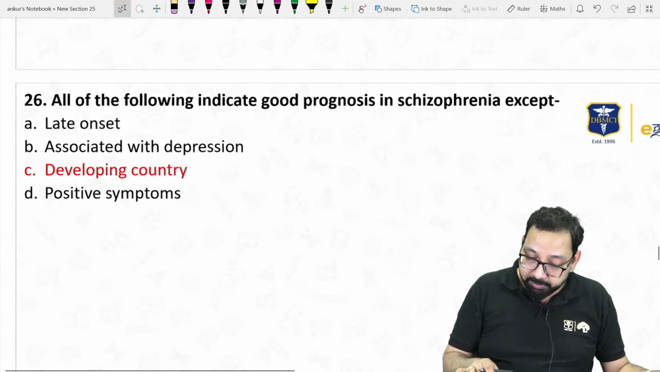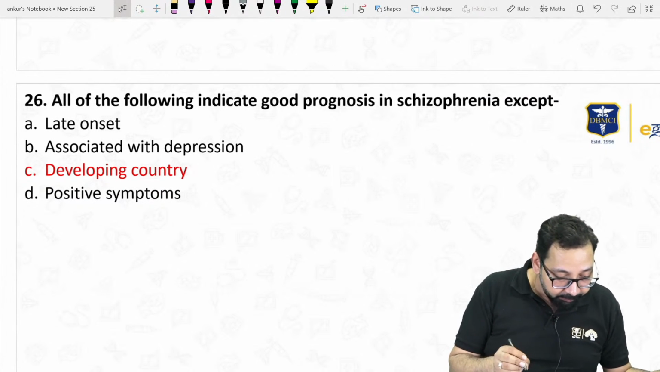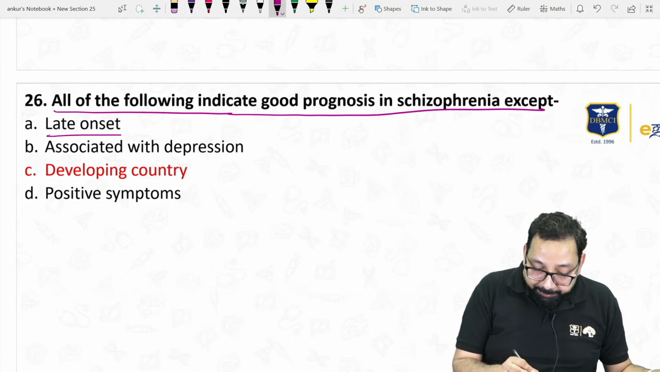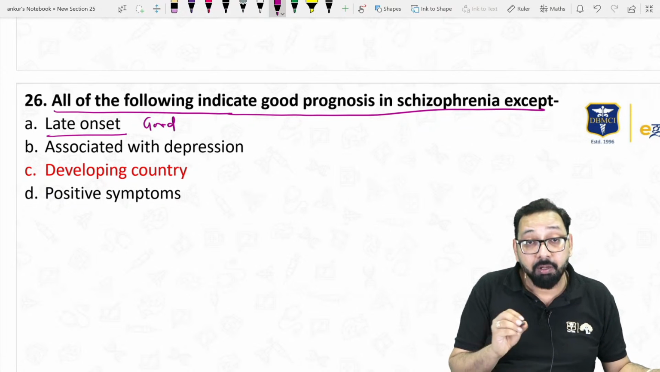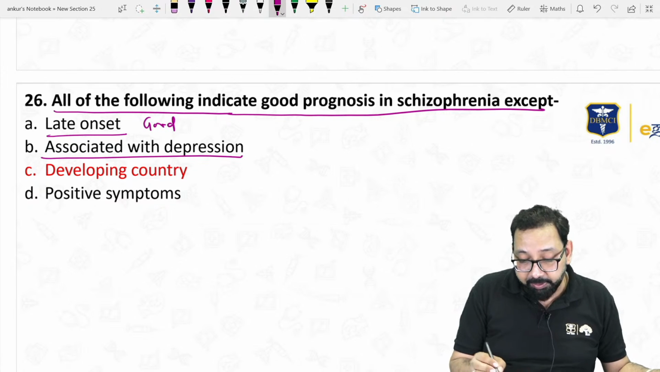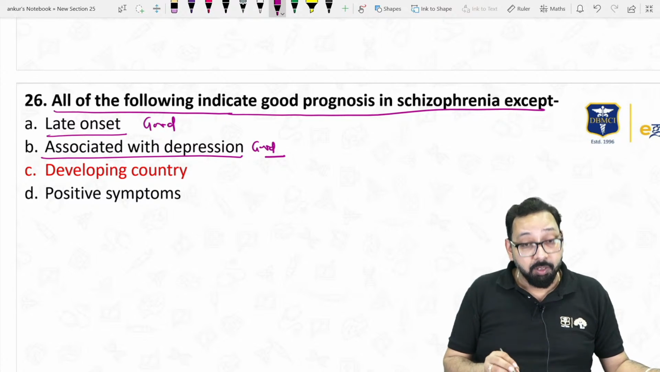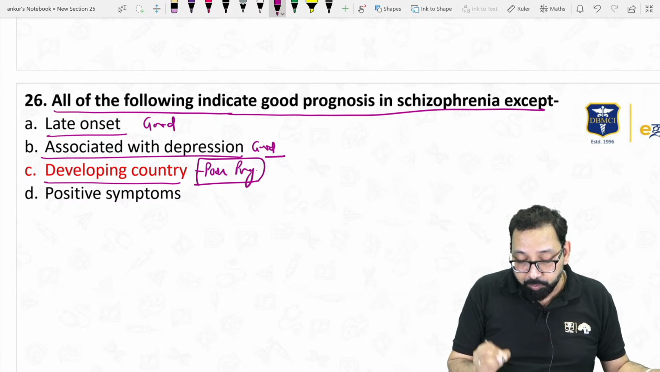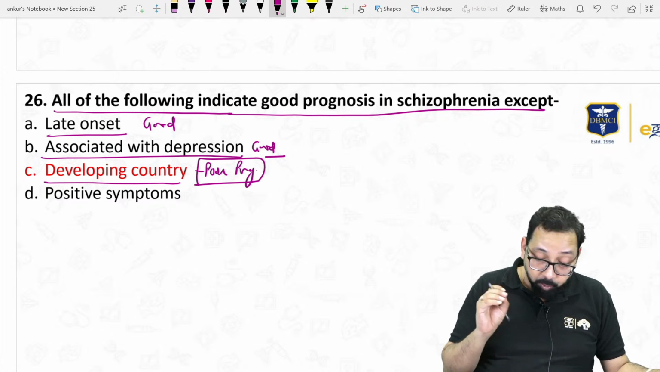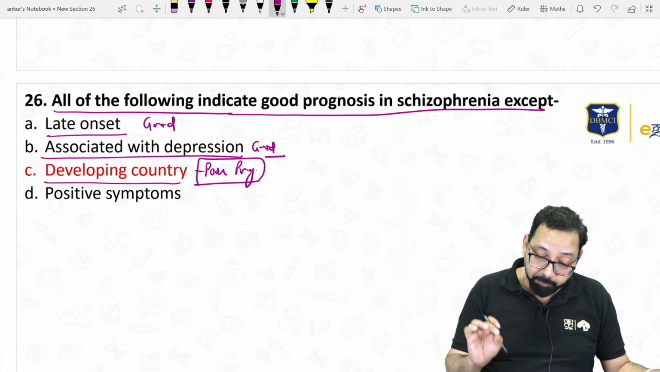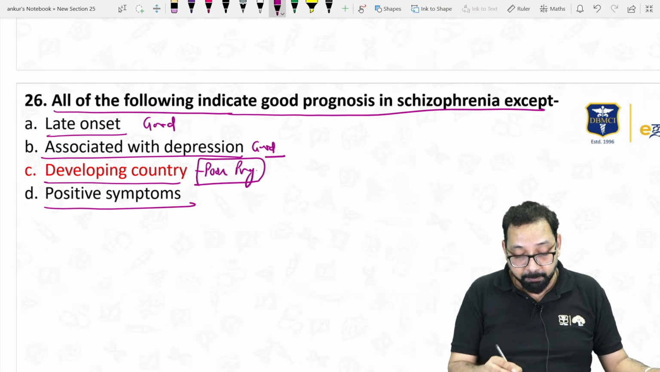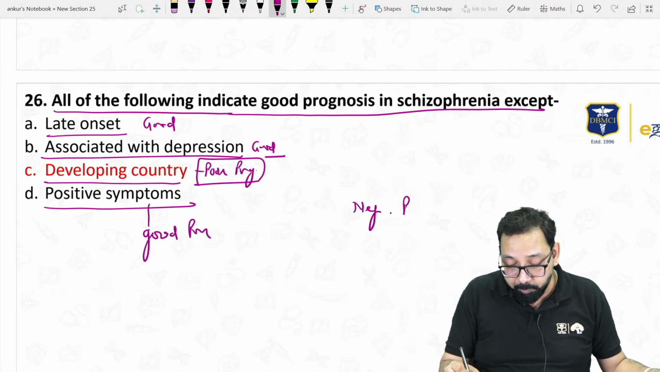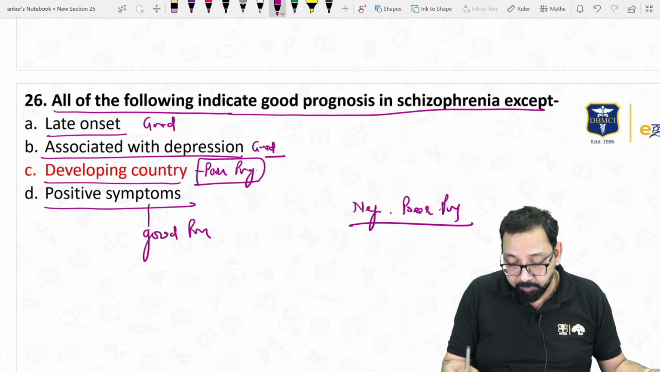This question, latest development: all of the following indicate good prognosis of schizophrenia except? Late onset, good prognosis. Early onset, poor prognosis. Associated with depression, good prognosis. Developing country, poor prognosis. Previously we used to say developing countries have good prognosis, but now we say developing countries have poor prognosis. Positive symptoms, good prognosis. Negative symptoms, poor prognosis. Okay?